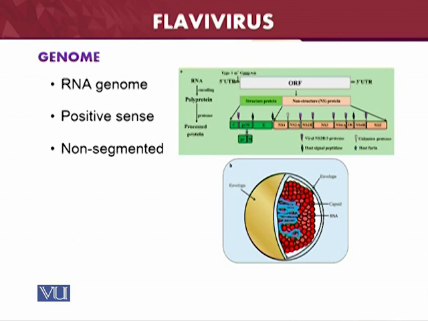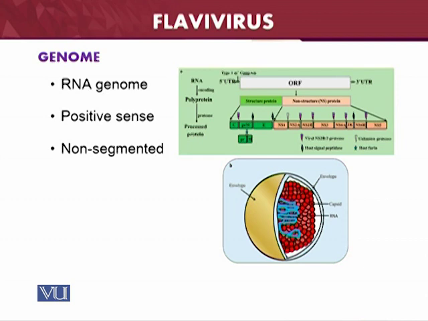The RNA encodes polyproteins, and then the polyproteins, in the presence of proteases, are processed into proteins. There are two kinds of proteins, the structural proteins and the non-structural proteins. As in all viruses, the non-structural proteins are called NS proteins. So there are different kinds of proteins.